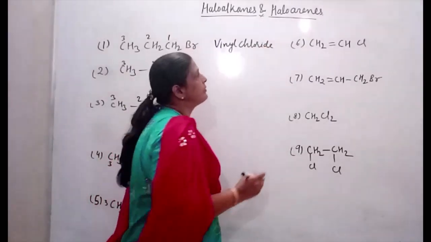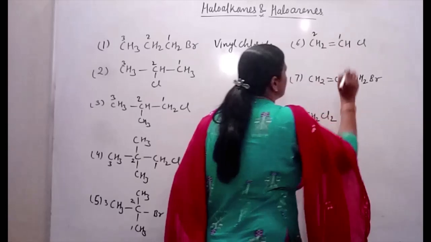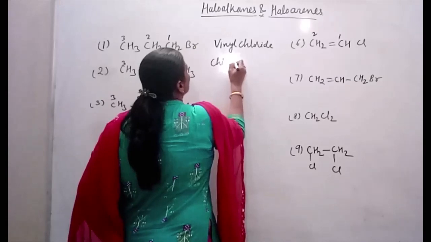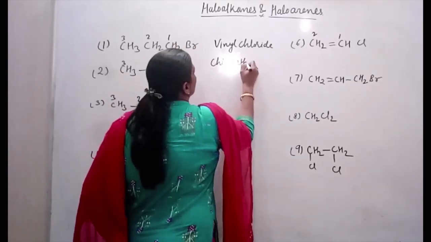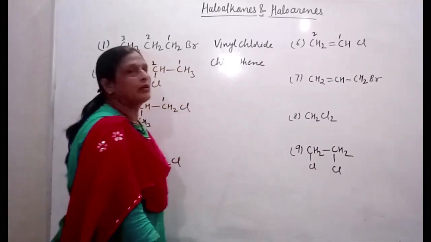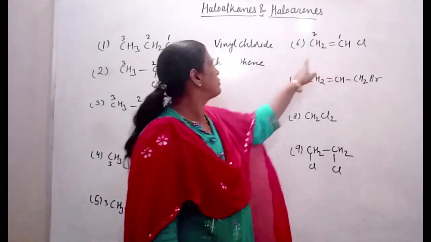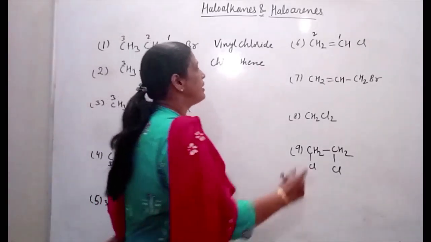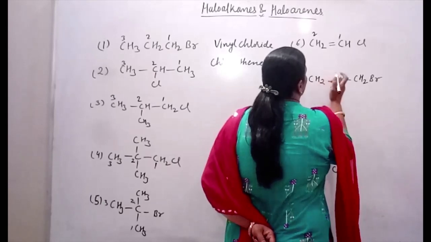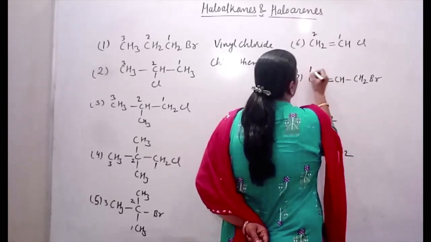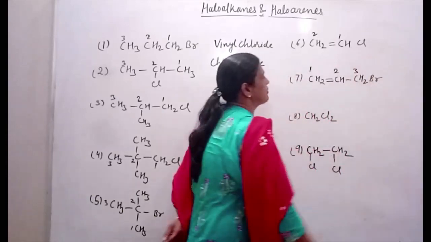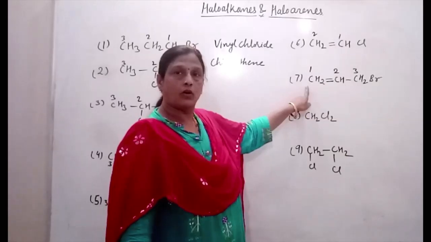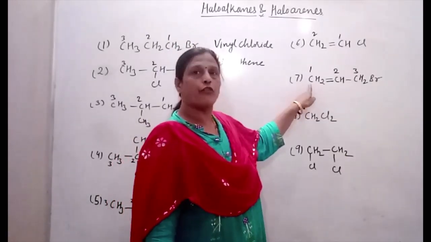But the IUPAC name: first, second. So this is chloroethene. The double bond is present at position one, so it is not necessary to mention the position of the double bond. In this case, we number the parent chain from here, because according to IUPAC, the double bond gets the lowest locant number. So we number from here.